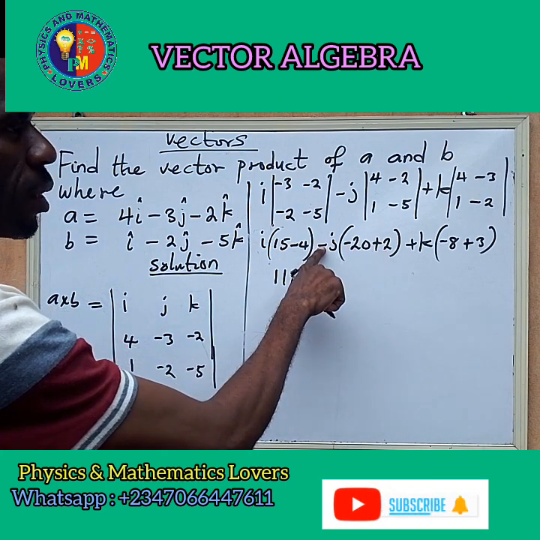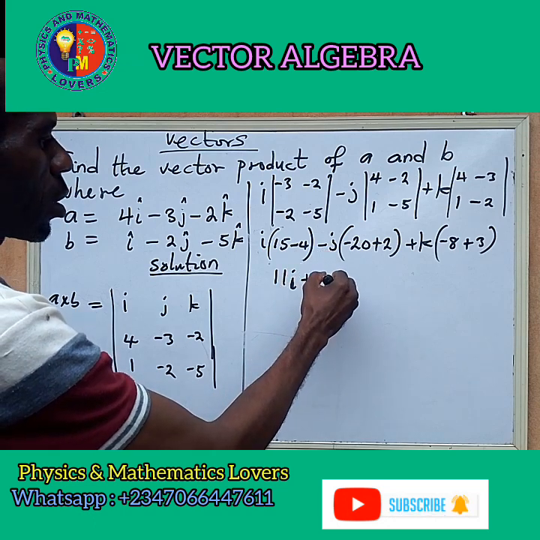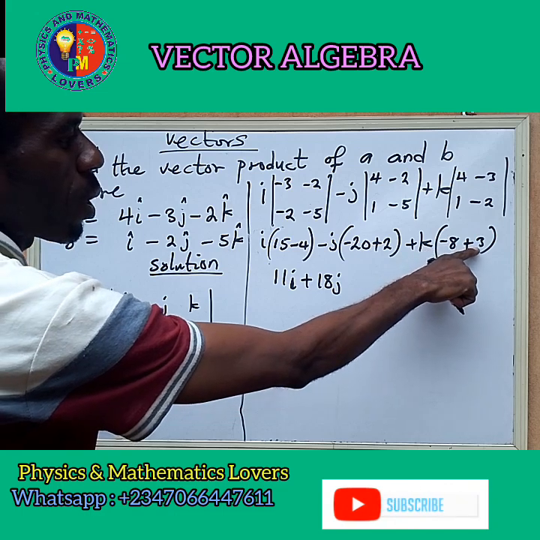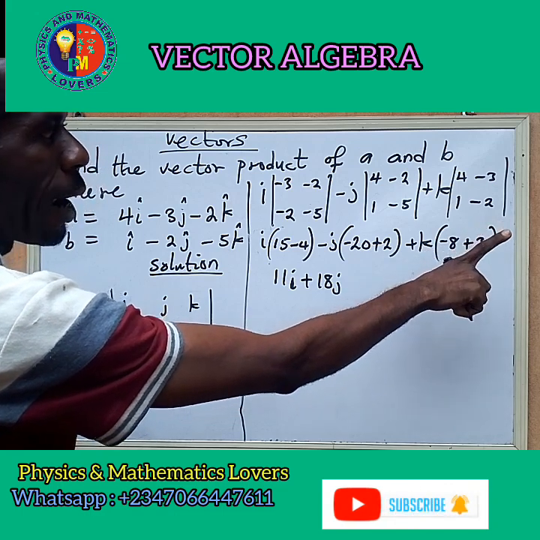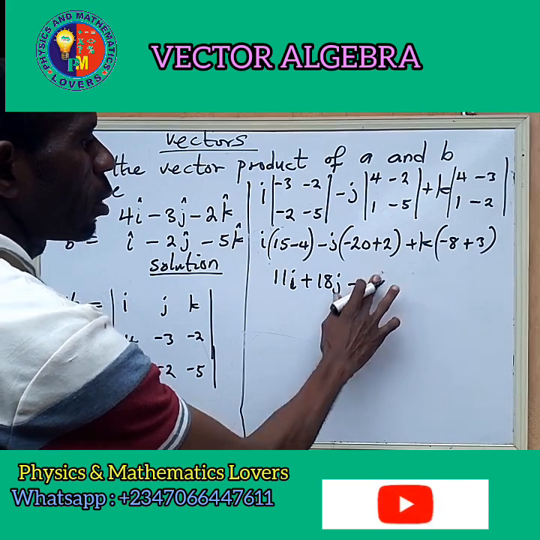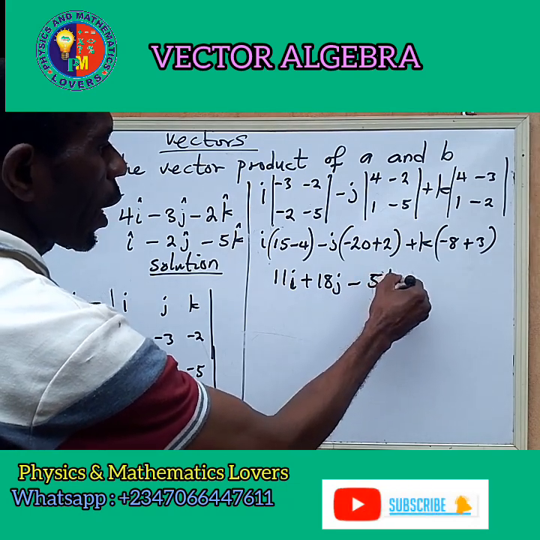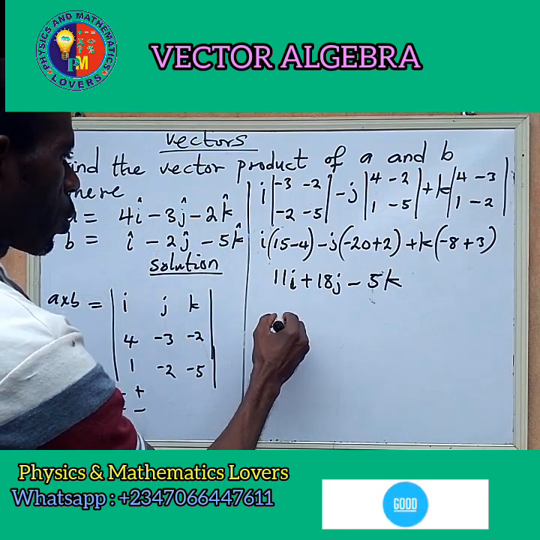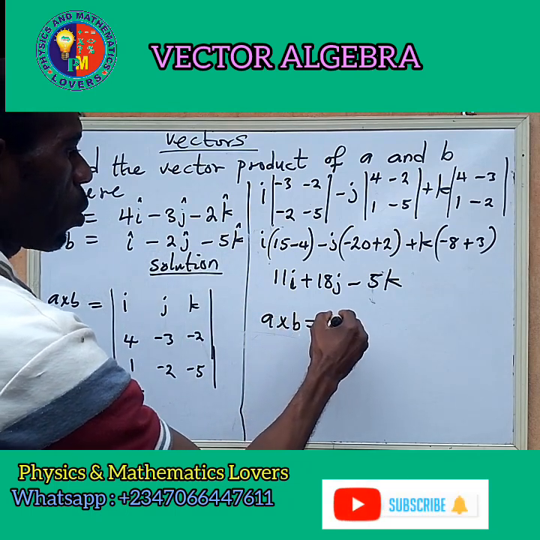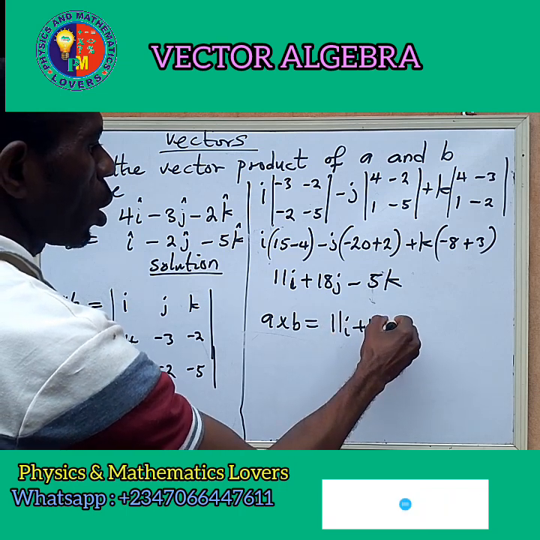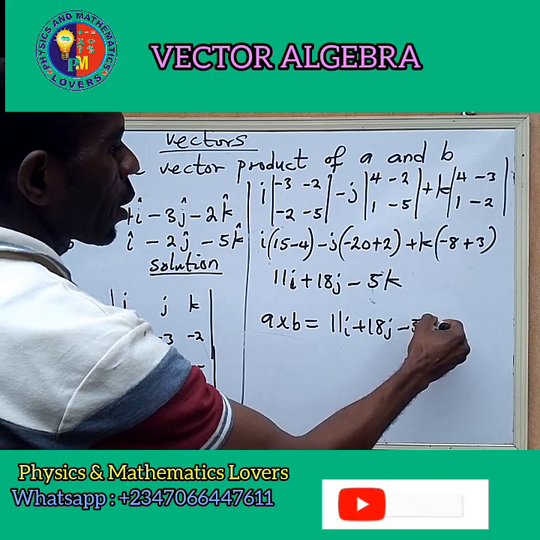Then multiplying by the minus sign, this becomes plus 18j. Then negative 8 plus 3 is minus 5, and to affect this it becomes minus 5k. Therefore, this is our cross product. A times B is equal to 11i plus 18j minus 5k.